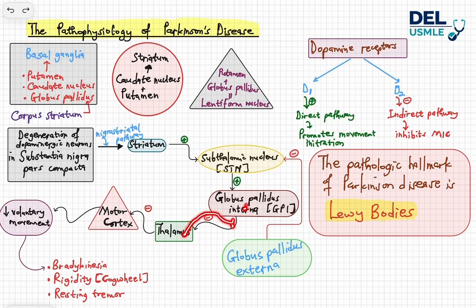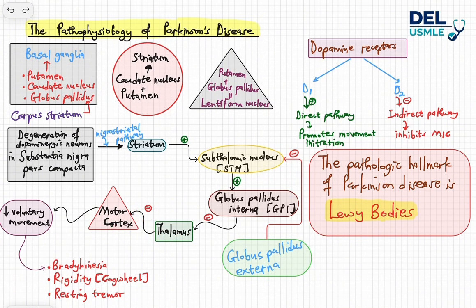It will send GABAergic signals to the thalamus, inhibiting it. GABA is the major inhibitory neurotransmitter in the CNS. So via that neurotransmitter, the globus pallidus interna will be inhibiting the thalamus. And once the thalamus is inhibited, it will cease to send excitatory signals to the motor cortex. In that case, the motor cortex becomes inhibited in a way.